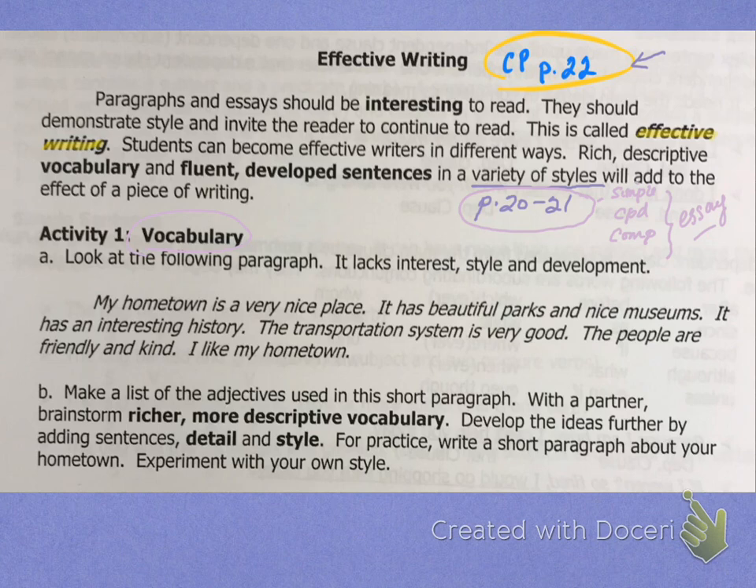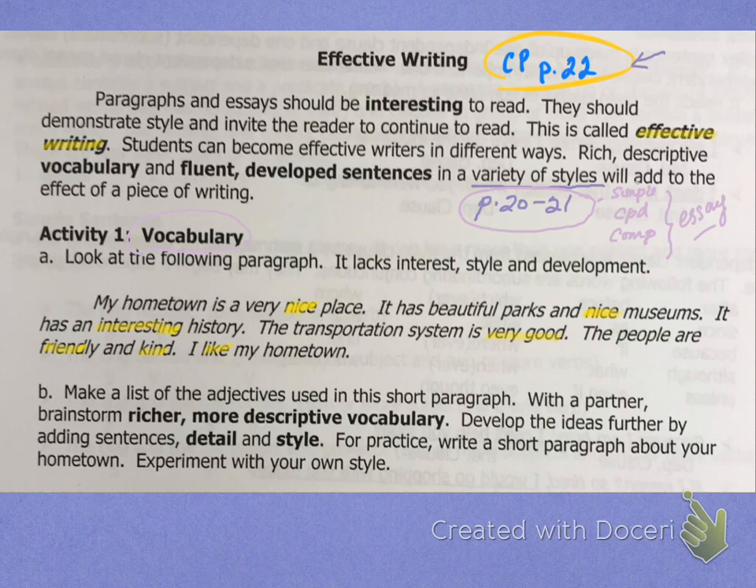Let's look at the paragraph below. It says, "My hometown is a very nice place. It has beautiful parks and nice museums. It has an interesting history. The transportation system is very good. The people are friendly and kind. I like my hometown." Okay.